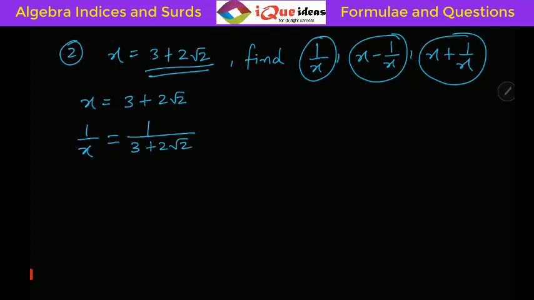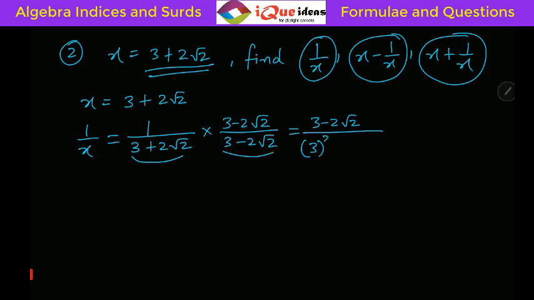Right? Now, we have to first rationalize this. Now, 3 plus 2 root 2, the conjugate will be 3 minus 2 root 2. So, just multiply by 3 minus 2 root 2 in numerator and denominator. We will have 3 minus 2 root 2 divided by 3 plus 2 root 2 into 3 minus 2 root 2. This is a plus b into a minus b. So, it becomes 3 square minus 2 root 2 square.